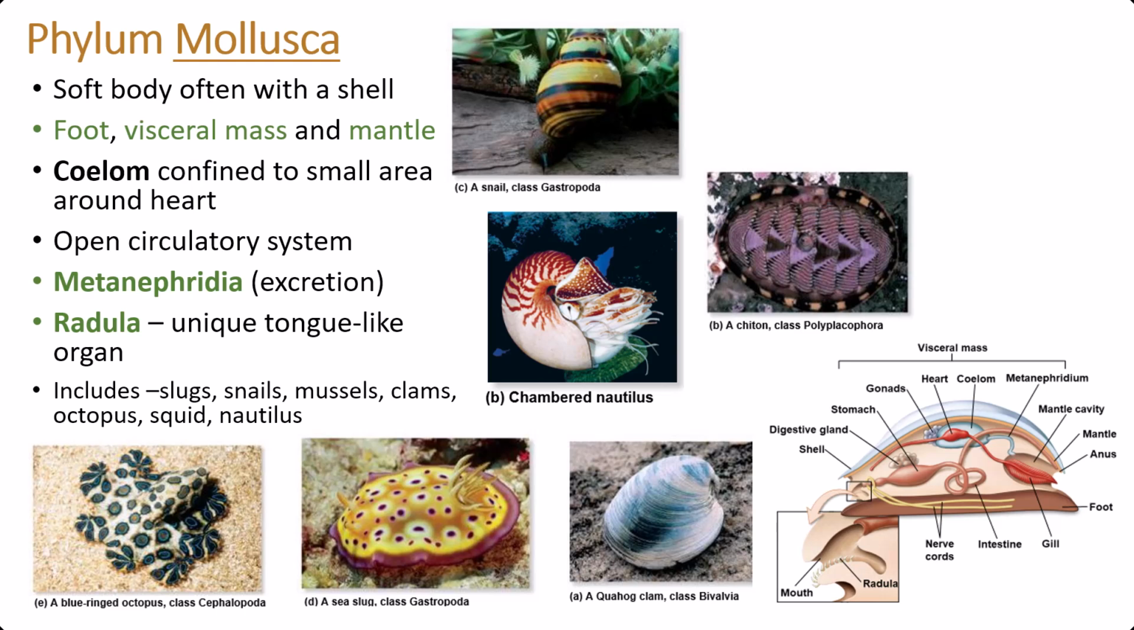Our next phylum is the mollusks. Mollusks have a soft body that often has a shell. Broadly speaking, mollusks have something called a foot, a visceral mass where their organs are in their body, and then a mantle. They have a coelom, but it's just confined to a small area around the heart. So here's their heart here, and the coelom is that fluid-filled cavity just right around the heart. They have an open circulatory system. They have specialized structures for excretion called metanephridia. They have this spiky tongue called a radula, and this includes slugs, snails, clams, octopus, squid, and nautilus.